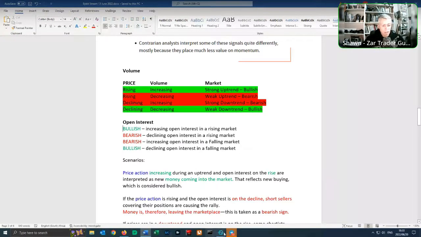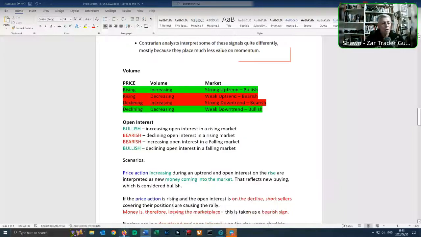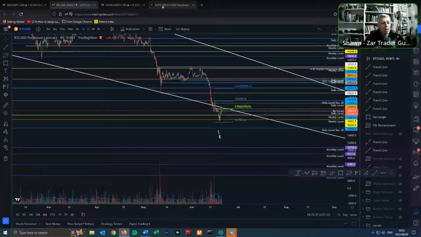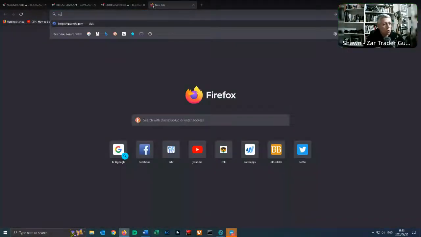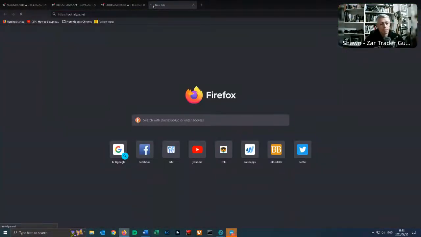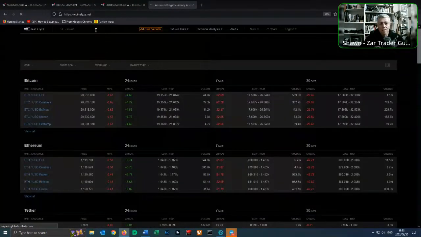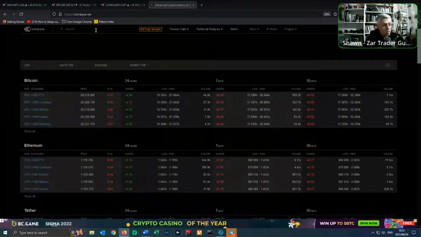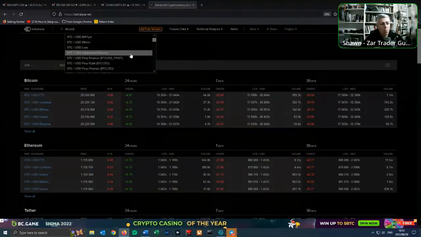So if we look at an open interest candle, you can go to coinalyze.net and open that so it's a full screen. This is a free tool as well. You would type in your instrument, BTC/USD. And what you're wanting to look for is the perpetual chart. So I always use Bybit perpetual.